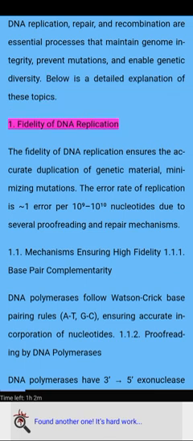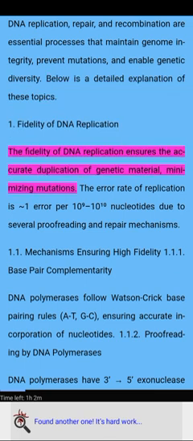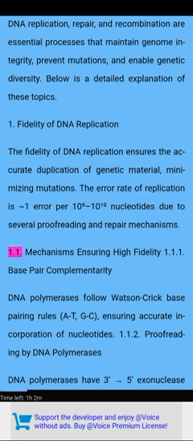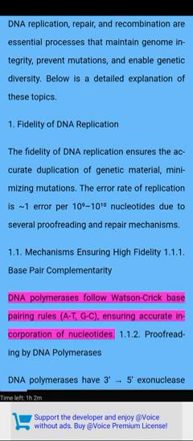1. Fidelity of DNA replication. The fidelity of DNA replication ensures the accurate duplication of genetic material, minimizing mutations. The error rate of replication is approximately 1 error per 10^9 to 10^10 nucleotides due to several proofreading and repair mechanisms. 1.1. Mechanisms ensuring high fidelity. 1.1.1. Base pair complementarity. DNA polymerases follow Watson-Crick base pairing rules, A-T, G-C, ensuring accurate incorporation of nucleotides.